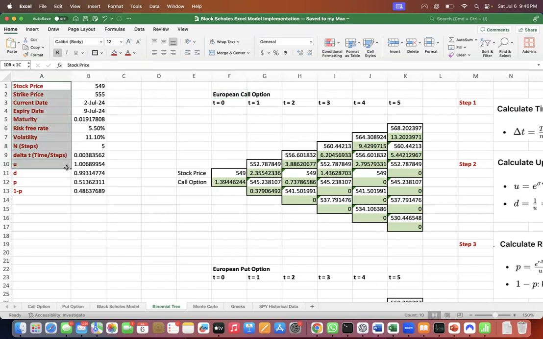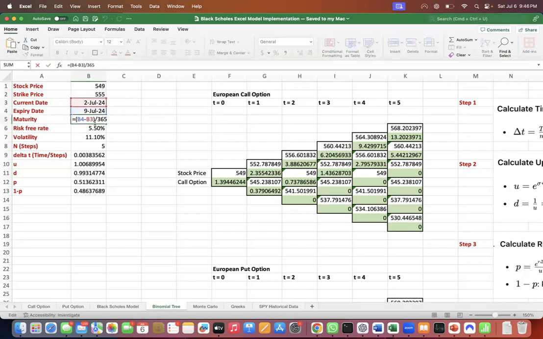See, the first thing is setting up the parameters, which is what I also told in the theoretical video. The parameters will remain the same. If you see, stock price is 549, strike price is 555. The current date of the option is 2nd July 2024, and the option is expiring on 9th of July 2024. So the maturity of this option contract is nothing but you subtract these two dates and divide it by 365. Then your risk-free rate, I have considered 5.5 as my risk-free rate.